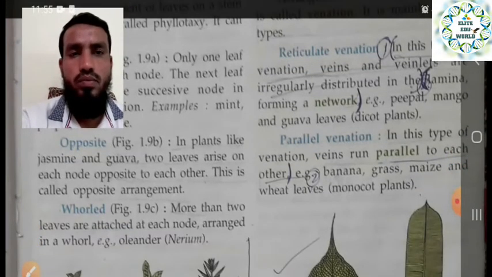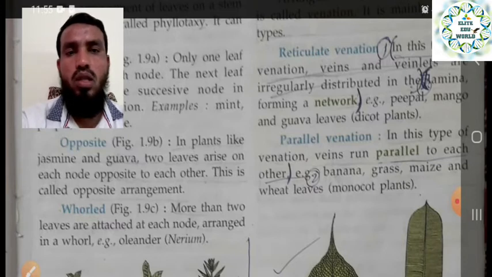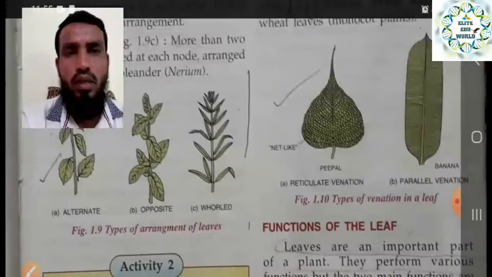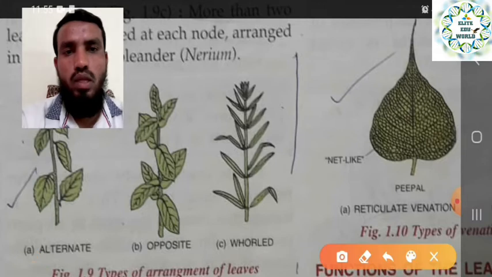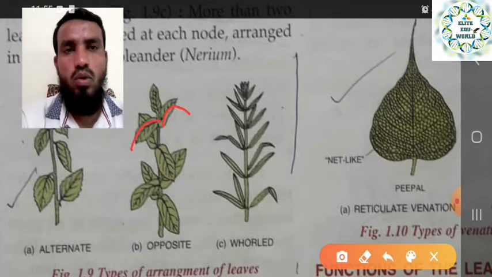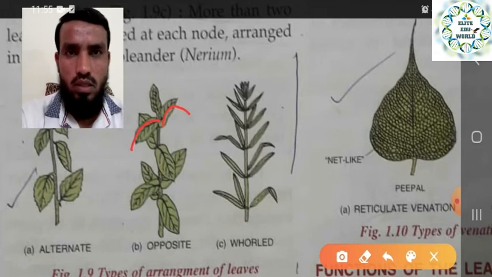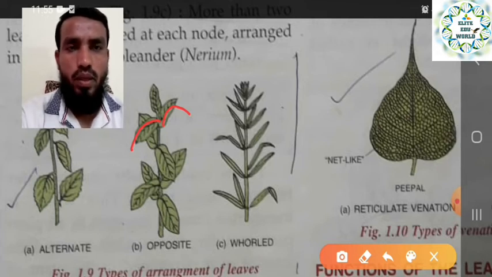So what is opposite? In plants like jasmine and guava, 2 leaves arise at each node opposite to each other. This is called the opposite arrangement. You can see figure B, this is called the opposite. On each node there are 2 leaves. This is an example, this is one node. Here is one leaf, and on the same node on the opposite side there is one more leaf. So in one node you can see there is a pair of leaves but in opposite directions. That is why it is called opposite leaves. Understood? Each node 2 leaves but in opposite direction.